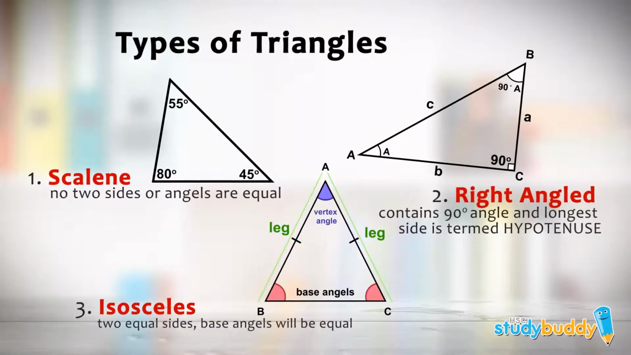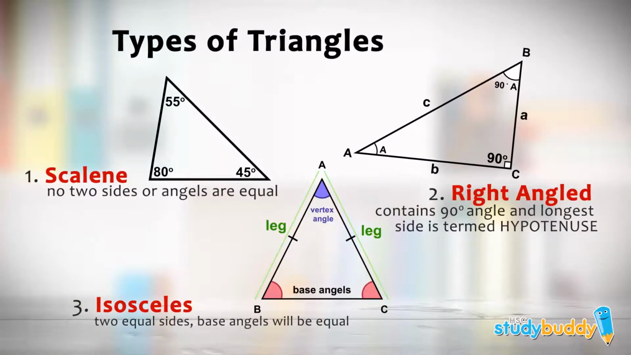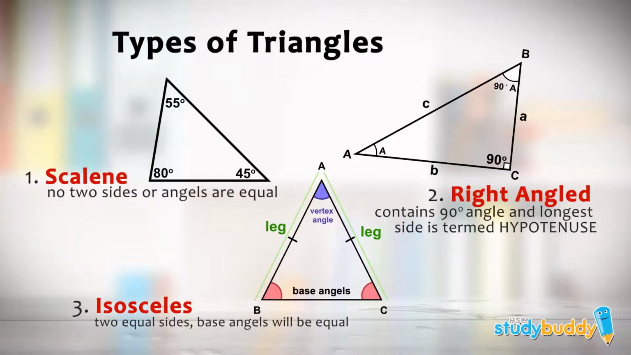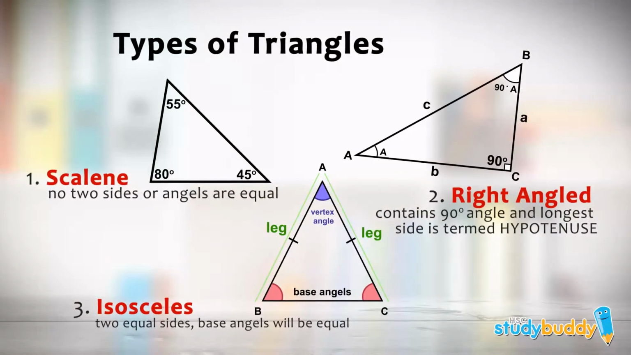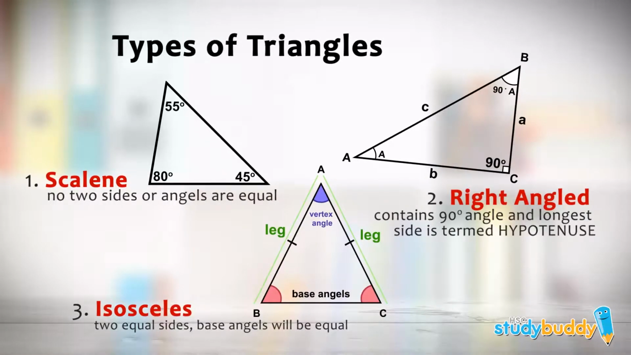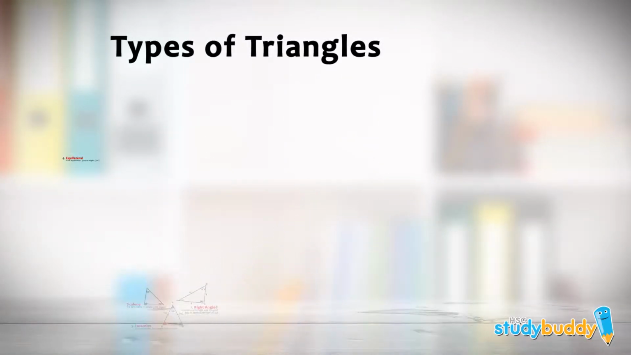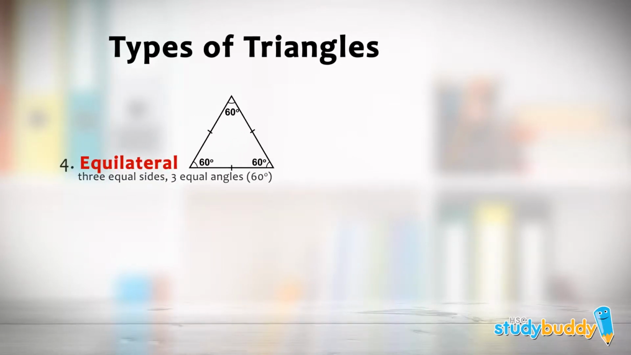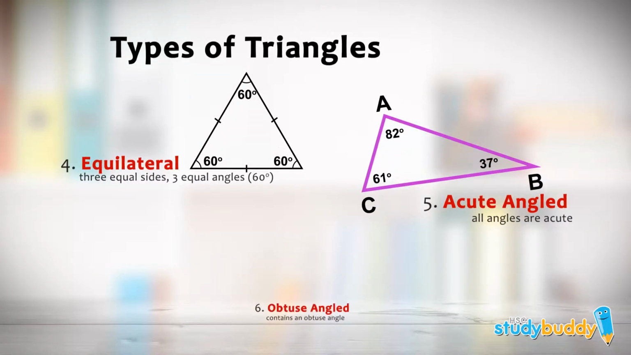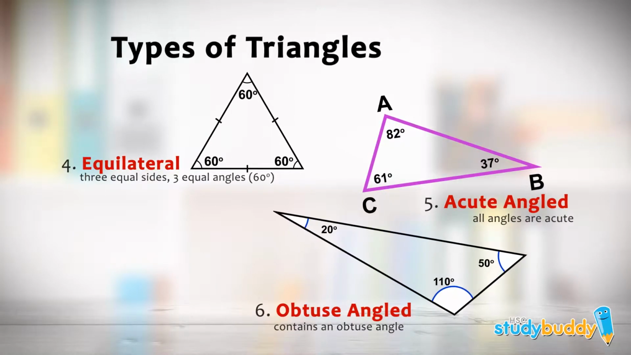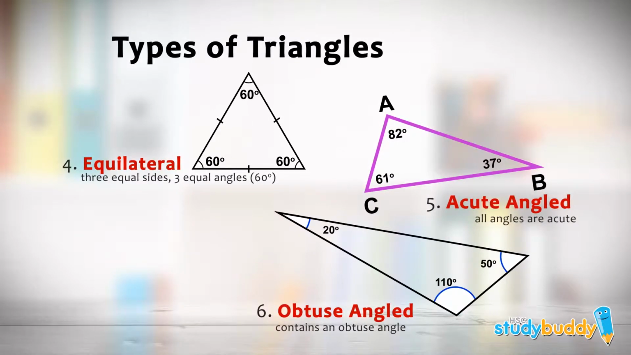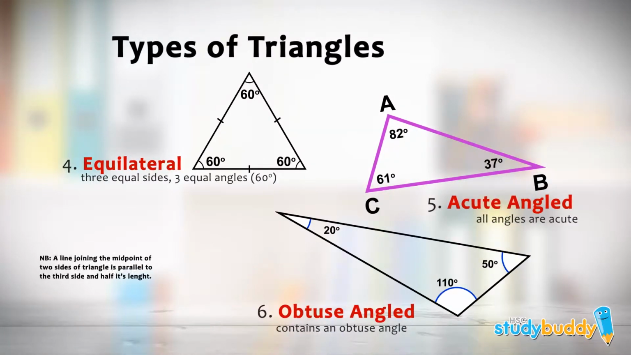This contains one 90-degree angle, and the longest side is referred to as the hypotenuse, denoted here by C. An isosceles triangle has two equal sides, and hence its base angles will always be equal, as shown in red. Then, an equilateral triangle, as you're probably familiar, has three equal sides and three equal angles, while an acute triangle has all of its angles acute, and an obtuse triangle is a triangle that contains one obtuse angle.